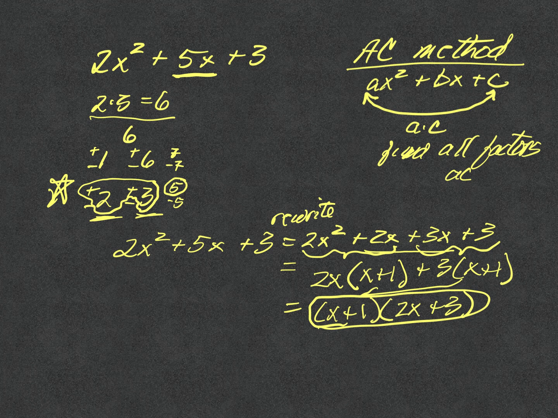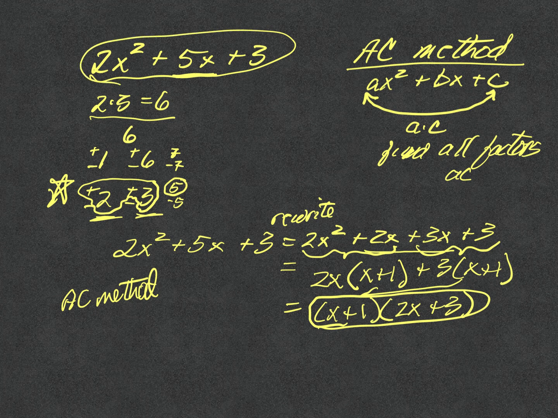Now, just so you know, this AC method works on all quadratic trinomials. It works for all of them, as long as they follow the x squared plus x plus constant pattern.